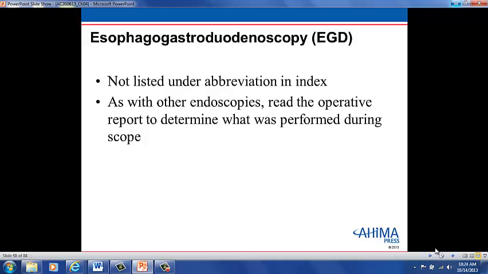The code ranges can be located in the index under Endoscopy, Gastrointestinal, Upper. There is no alpha index for the abbreviation EGD. And remember, always read the op note to determine what was performed during the scope.